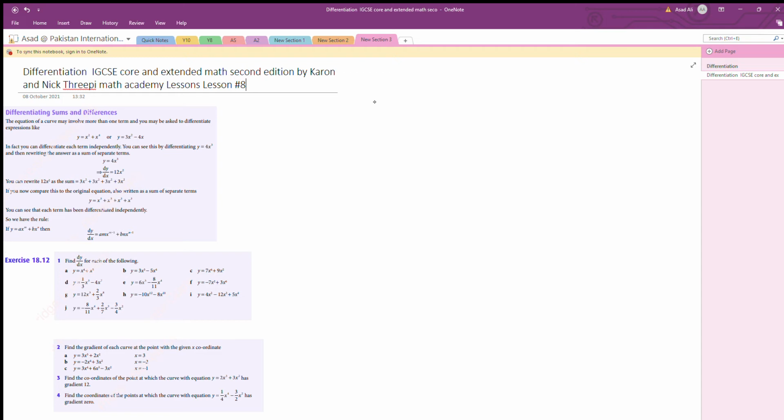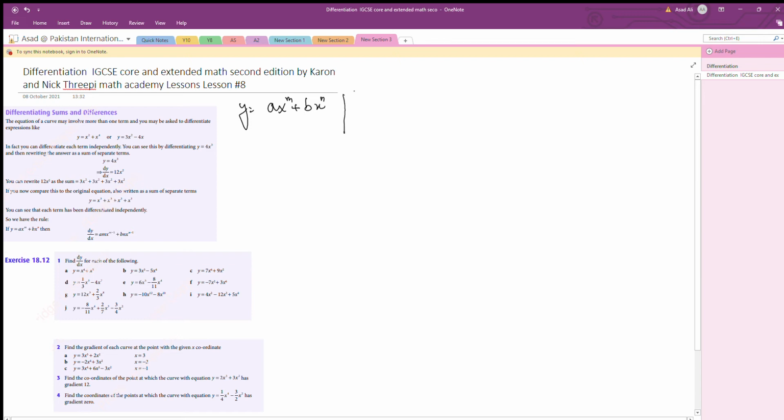Okay, now see here. Before starting the questions from the exercise, I want to do a few things. I'm showing how to differentiate a sum and difference, when different terms are added, and when different terms are subtracted from each other. For example, I have the expression ax power m plus bx power n.